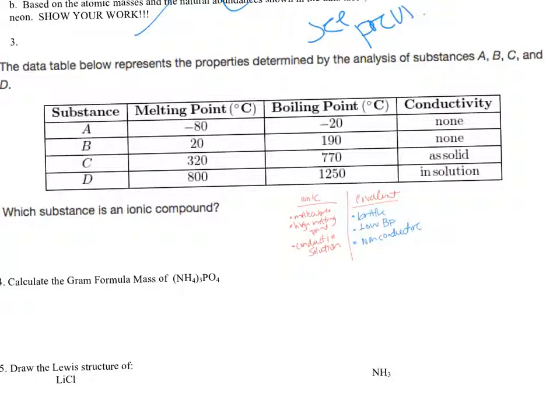It has a very high melting point, high boiling point, and its conductivity is in solution, which is really the kicker, really the dead giveaway. Because as a solid, that could be metal, and it's really not going to be ionic in that case. Because think about salt. It doesn't conduct in its solid form. It doesn't conduct as a crystal. But it does conduct when you drop it in some water. All right, so D is your answer there.